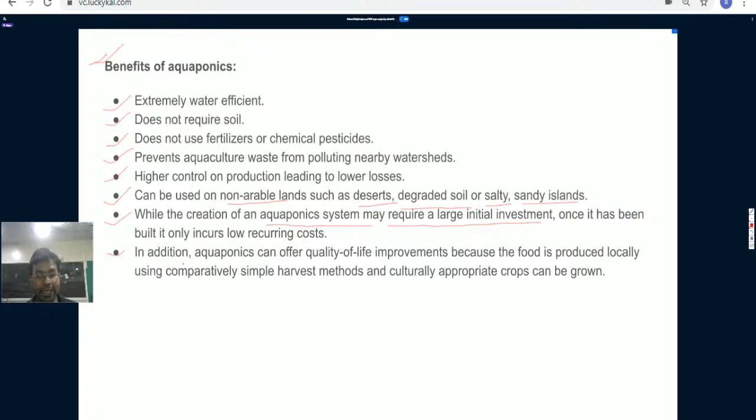In addition, aquaponics can offer quality of life improvement because the food is produced locally using comparatively simple harvest methods, and culturally appropriate crops can be grown. So these are the benefits of using aquaponics. Now let us move to the next topic.